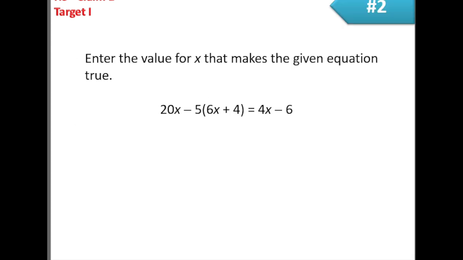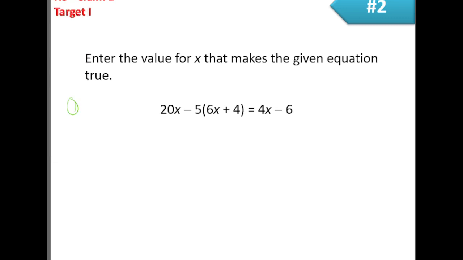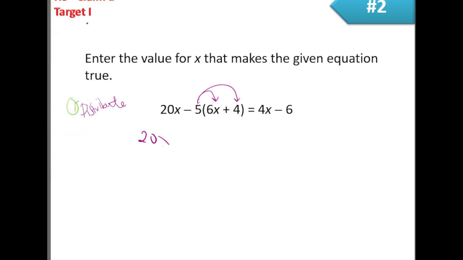Okay, I'm not gonna go over that. I might just go over this one. So first things first, always do the parentheses first, distribute first. Always distribute. So distribute here to here. And remember, the negative carries over to each one. So this is negative 30x minus 20 equals 4x minus 6.